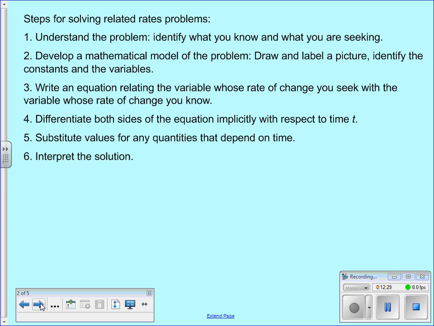Differentiate both sides of the equation implicitly with respect to time. That's where the dt comes in.